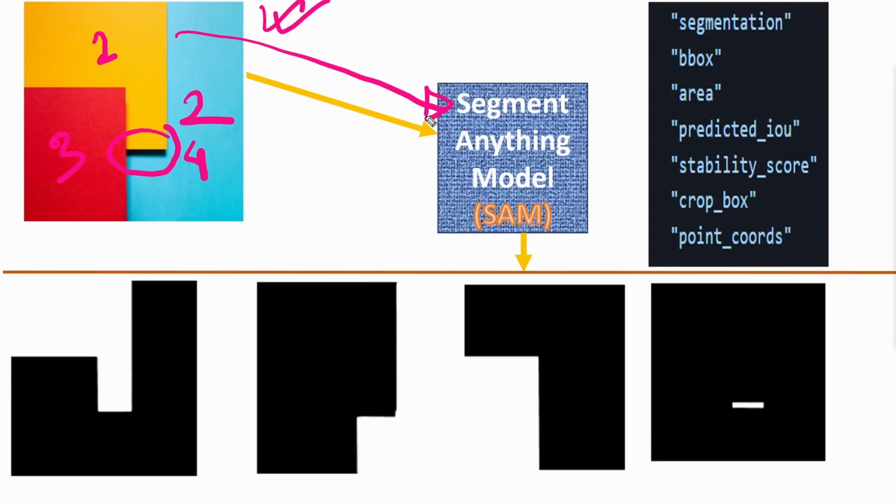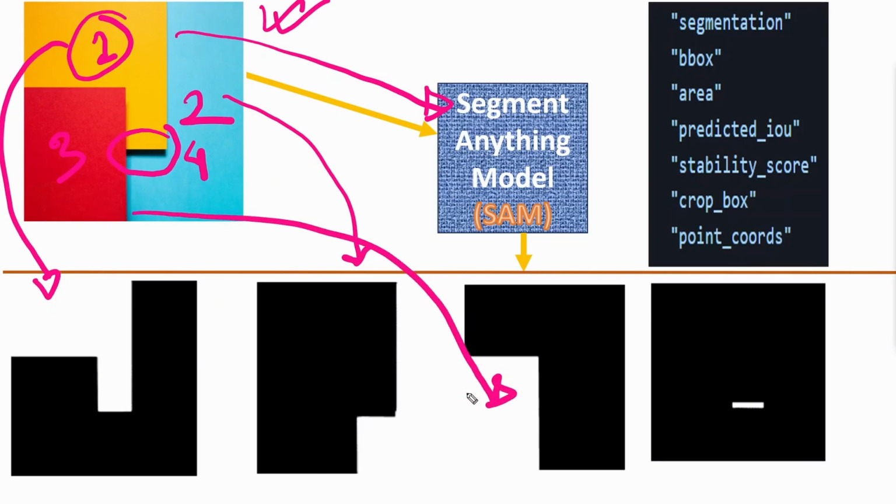So here you can see for segmentation part 1, this is the binary mask, for segmentation part 2, this is the binary mask, for segmentation part 3, this is the binary mask, and for segmentation part 4, this is the binary mask generated by the SAM model, with information like segmentation, area, predicted IOU, stability score, crop box, and point coordinates. For all of these 4 masks, the SAM model will generate this information. Basically, SAM will return this result for each of the segmented parts of the image.